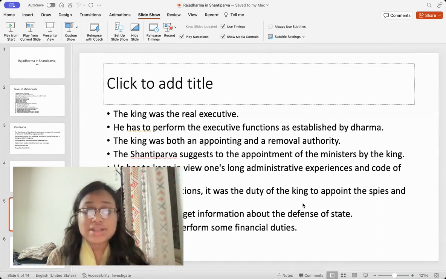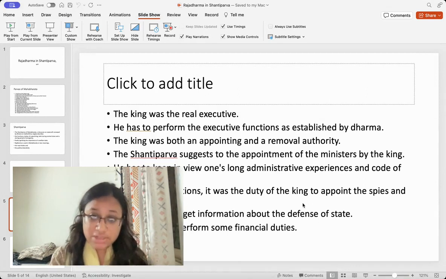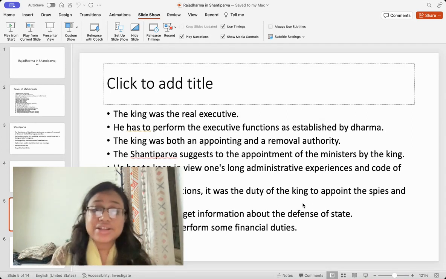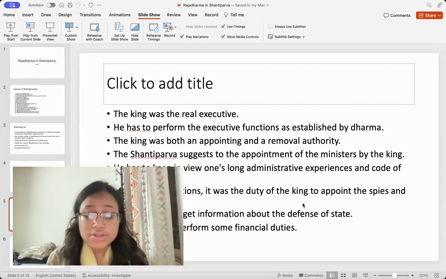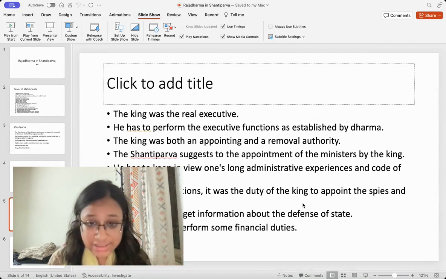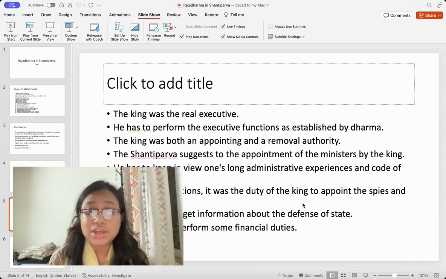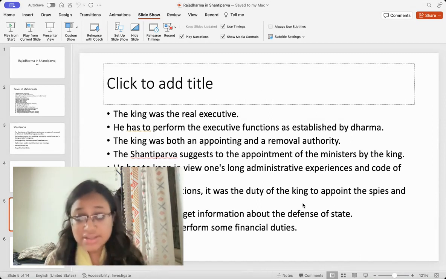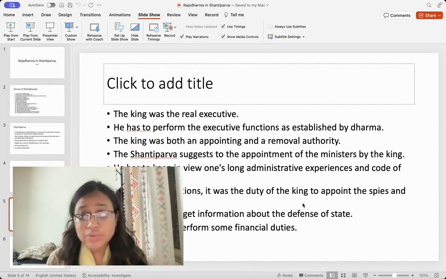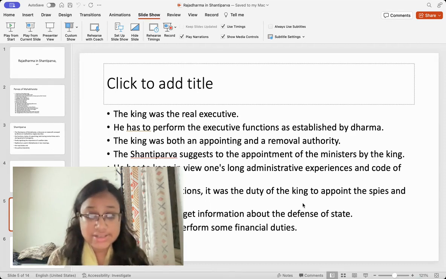Secondly, Bhishma thinks that the king needs to perform both appointment making functions and removal making authority. Every minister in the kingdom should be appointed by the king, and the king must be very cautious when choosing the minister. He has to see if the minister has long administrative experience, if the minister is following a particular code of conduct, and accordingly he needs to select the minister.